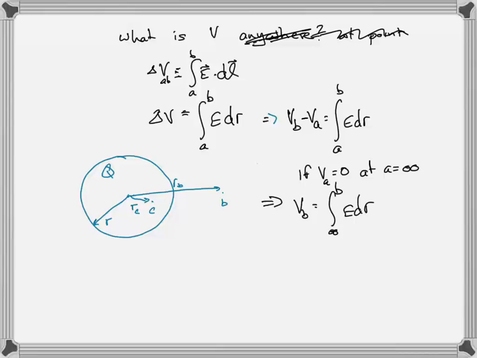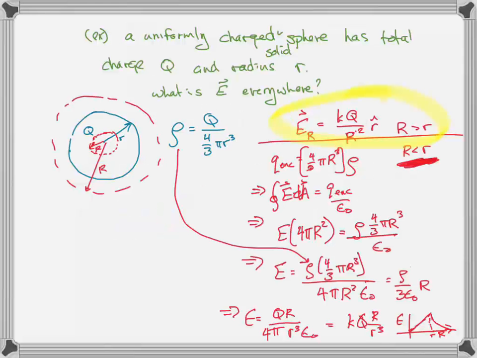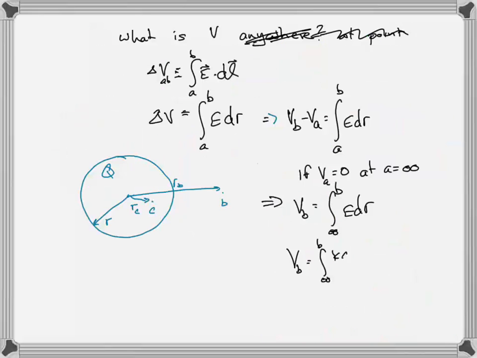Okay, now we already found the electric field outside the sphere, so VB is the integral from infinity to B of the electric field, which is KQ over R squared, dr. K and Q are constants. The integral of 1 over R squared dr is minus 1 over R, and we plug in our limits, and so we get minus KQ over R sub B.